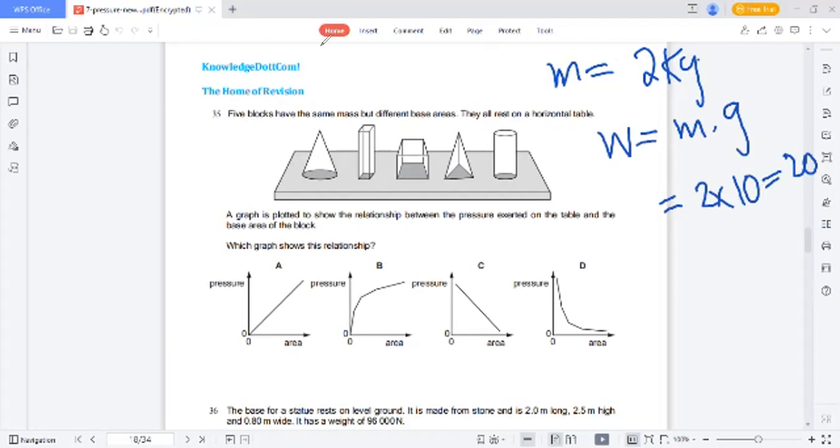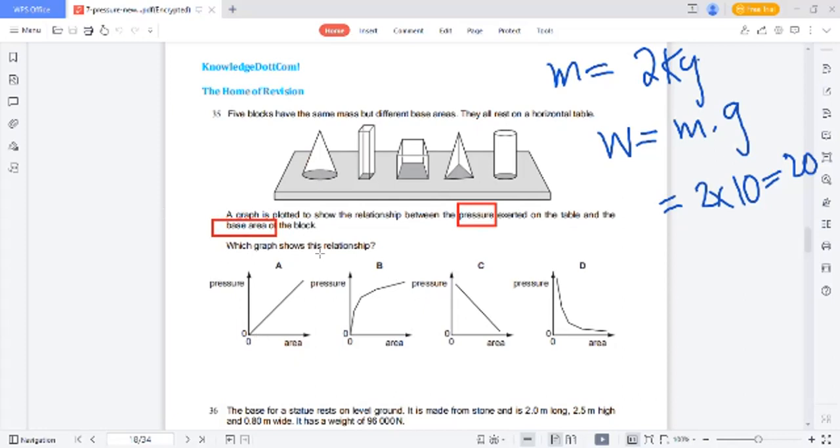Now, the graph is plotted to show the relationship between pressure exerted on table and the base area. So on y-axis we have pressure and on x-axis we have area. So here is pressure on y-axis and base area on x-axis. So it's a relationship between pressure and base area. Which graph shows the relationship?